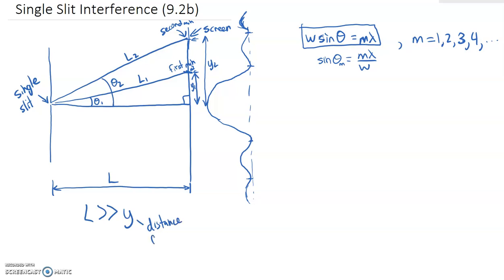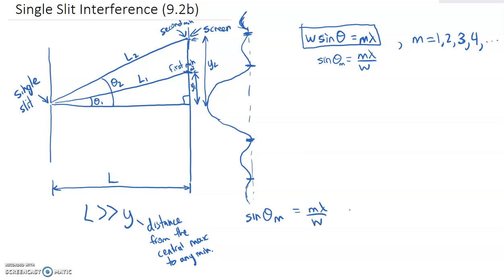The distance from the central max to any minimum. Minima are the destructive interference points where we have the dark spots. The maxima are where we're going to see those bright spots. If that length from the slit to the screen is much larger, then what that means is that sine of theta m, which I have up above, is equal to m lambda over w.